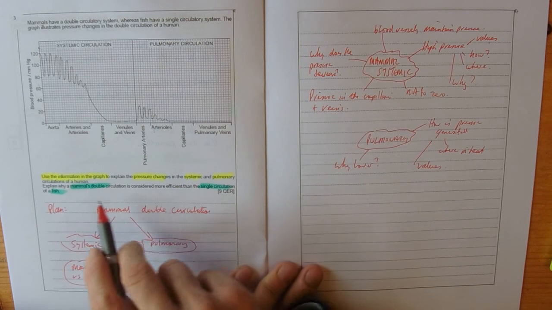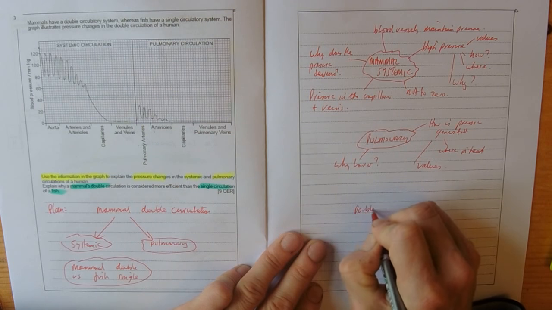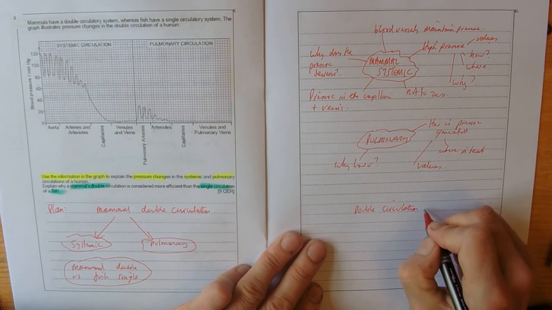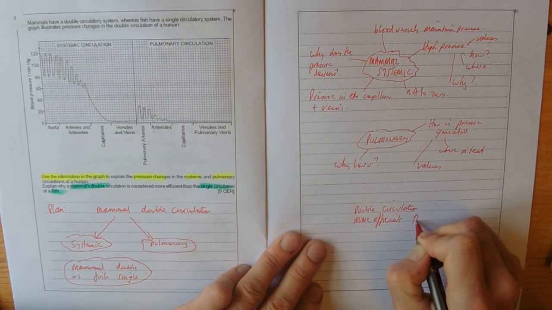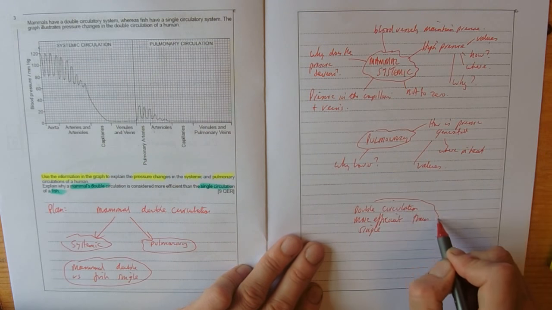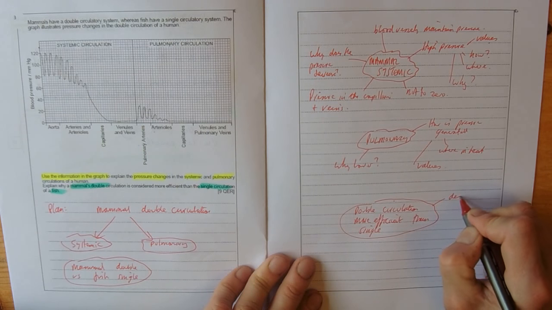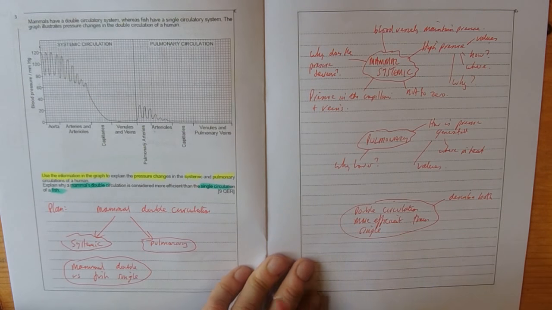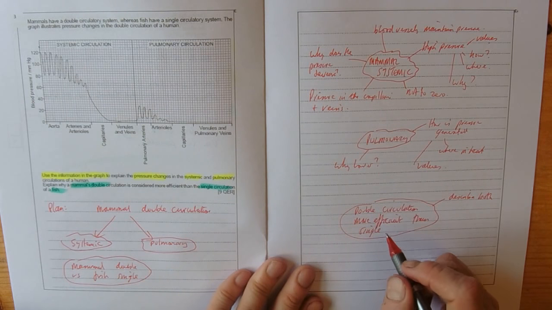the benefits of the double versus the single. So double circulation, more efficient than single circulation. So we could describe both circulations, so we know what we're talking about. The examiner can see that we know it.